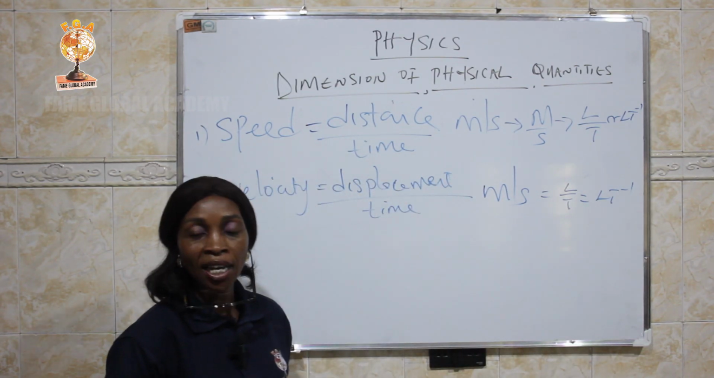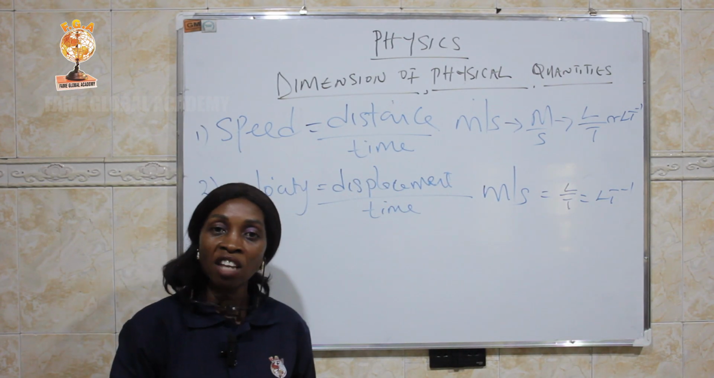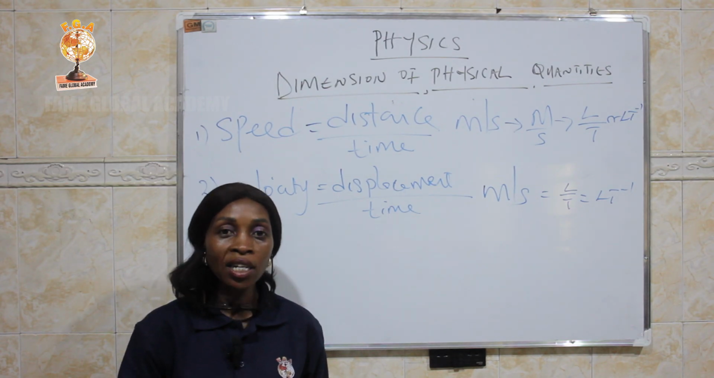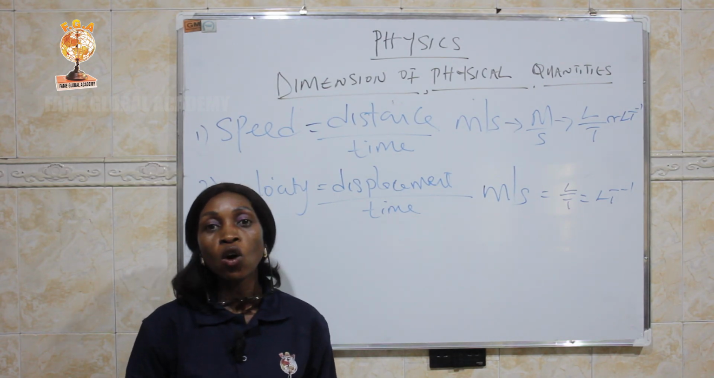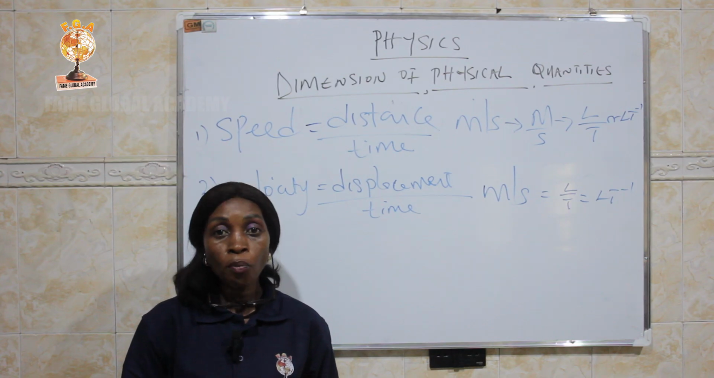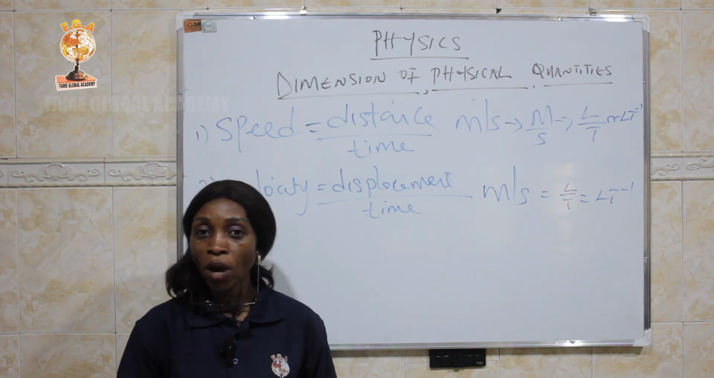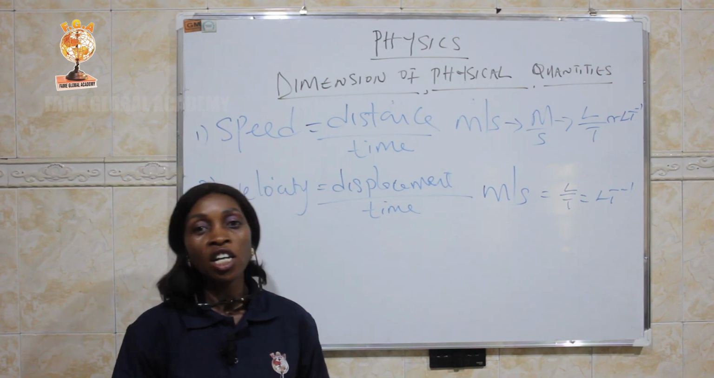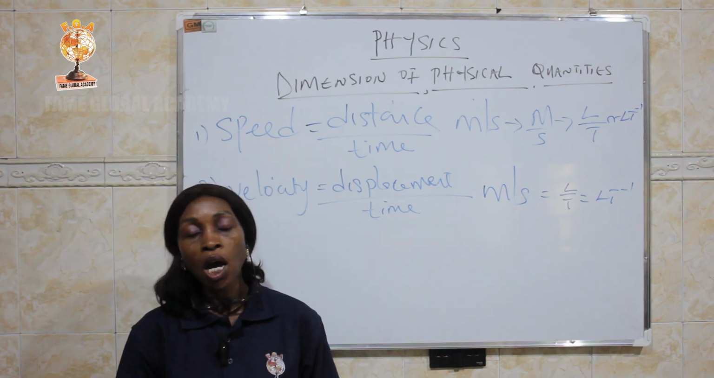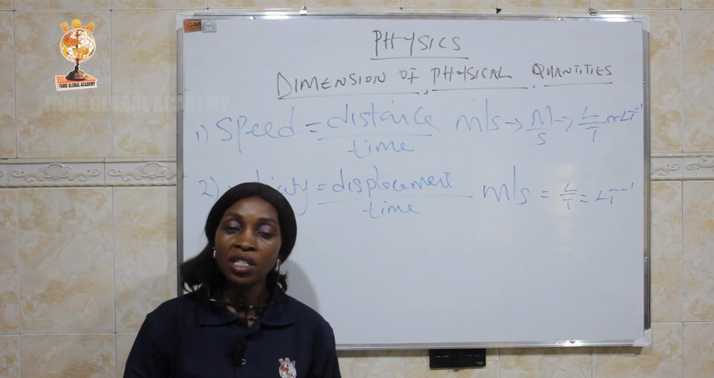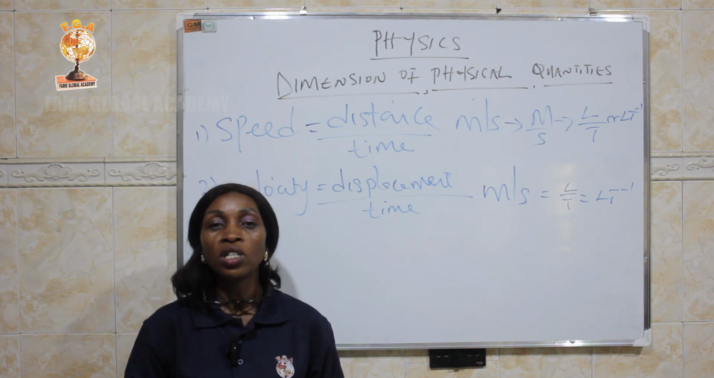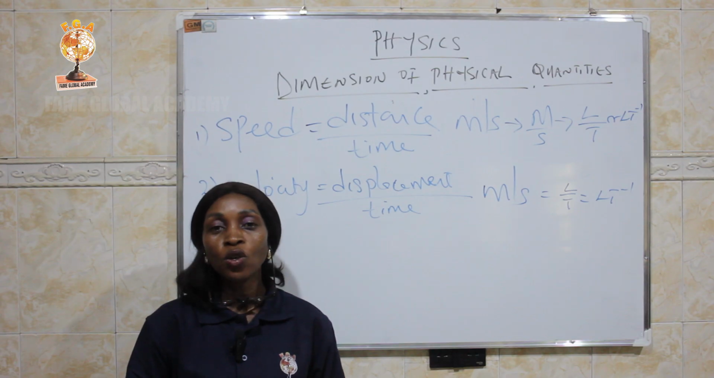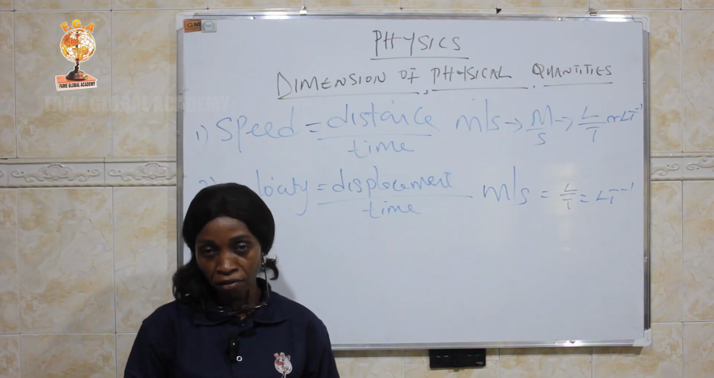LT minus 1. The similarity between speed and velocity is, one, they have the same SI unit and they also have the same dimension. But the formula is quite different and the definition is quite different. One is a vector quantity and the other is a scalar quantity. But they have the same SI unit, yes. They have the same dimension, yes. But they are still not the same when it comes to definition.